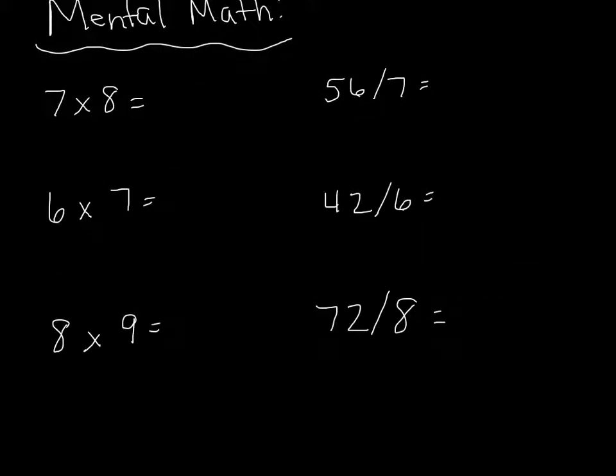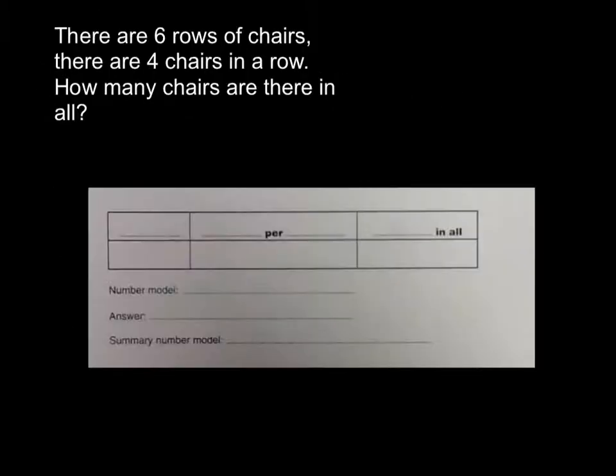I'll say the problem, you say the answer. 7 times 8 equals 56 divided by 7 equals 6 times 7 equals 42 divided by 6 equals 8 times 9 equals 72 divided by 8 equals. Please erase your boards and set those aside.